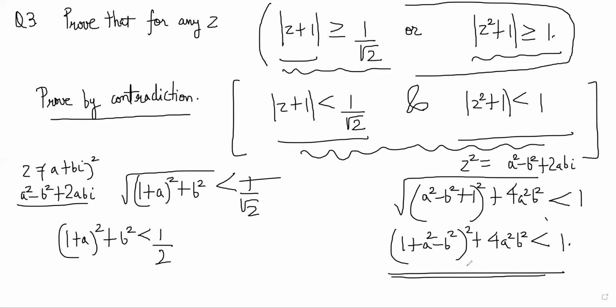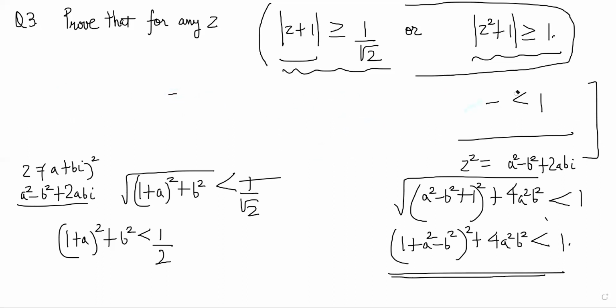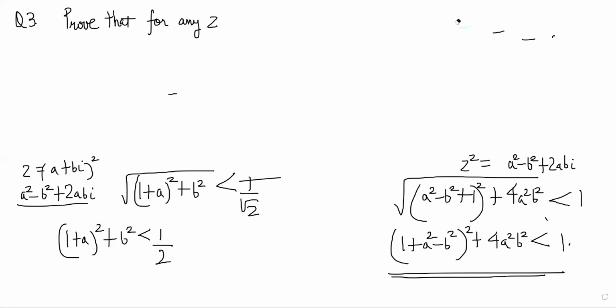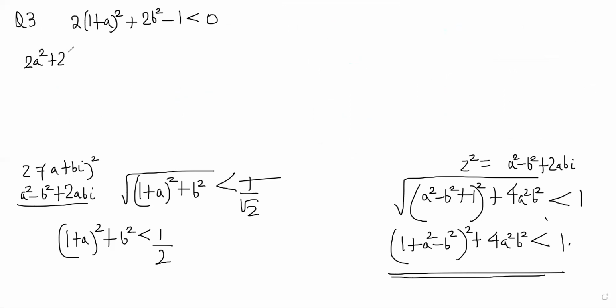Now, from here, you can try and simplify this a little bit. Both of these inequalities are true. So what we get is, here you get 2 times (1 plus A square plus 2B square minus 1) is less than 0. So this becomes 2A square plus 2B square plus 4A minus 1 is less than 0. And here, 2A square plus 2B square plus 4A plus 1, yeah, this is correct now.